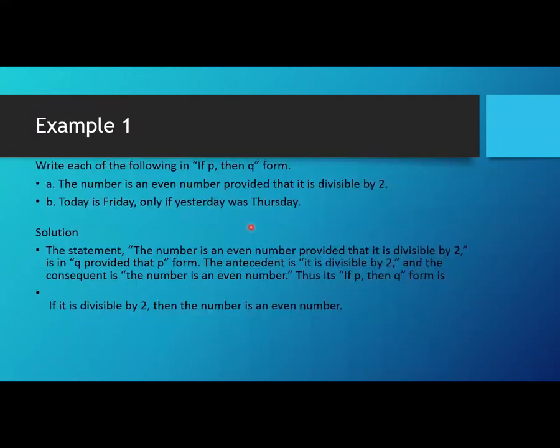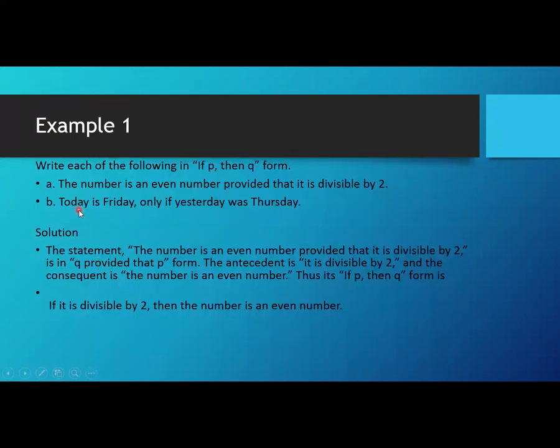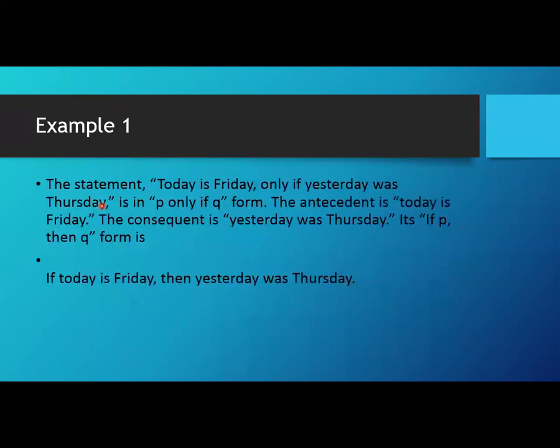Okay, letter B. Today is Friday, only if yesterday was Thursday. Only if, so let us go back to the table. P only if Q. So which one is P? Today is Friday is P. Yesterday was Thursday is Q. So this is our antecedent and this is our consequent. Converting this into a conditional statement: if today is Friday, then yesterday was Thursday. So this is the answer.